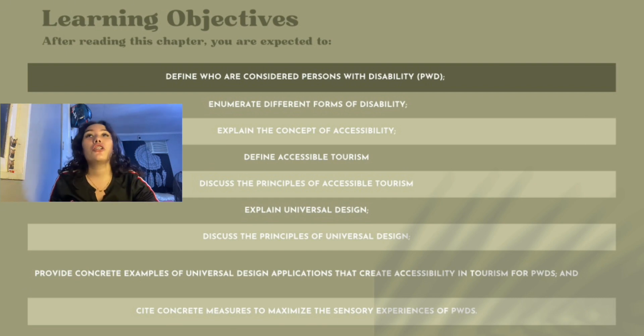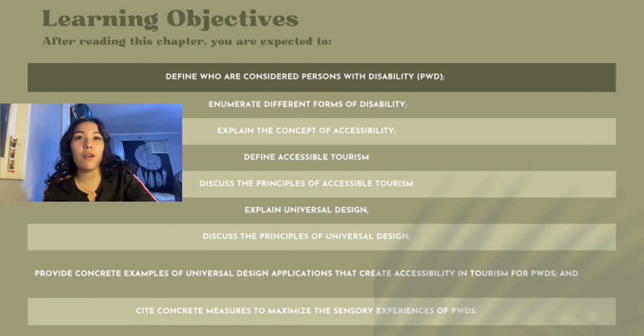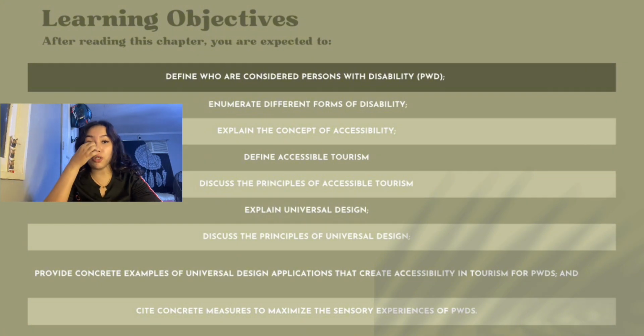So for today, the learning objectives are: define who are considered persons with disability, or kanang kinsa tong mga PWD; then enumerate different forms of disability, explain the concept of accessibility, define accessible tourism, discuss the principles of accessible tourism, explain universal design, discuss the principles of universal design, provide concrete examples of universal design applications that create accessibility in tourism for PWD or persons with disability, and lastly, cite concrete measures to maximize the sensory experience of PWD.